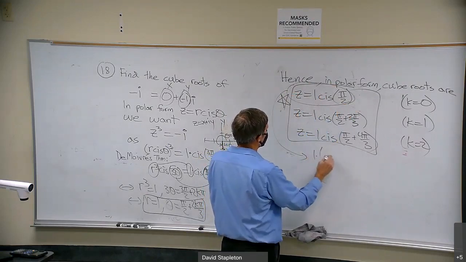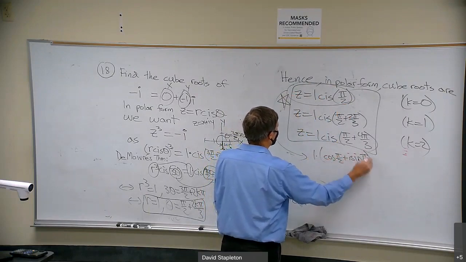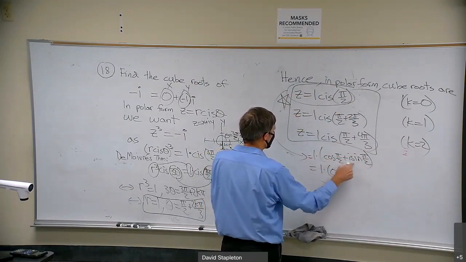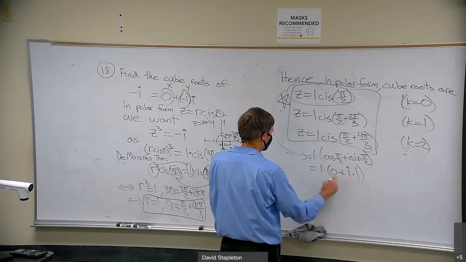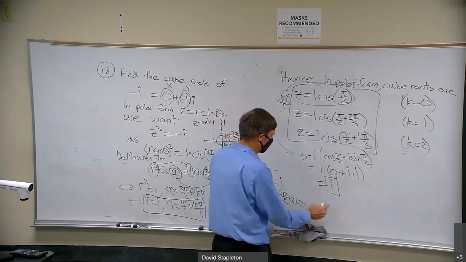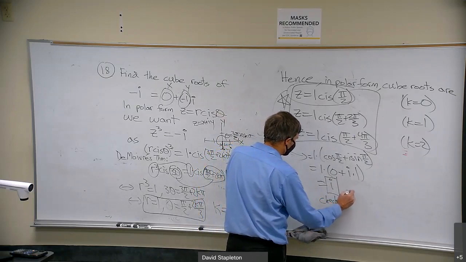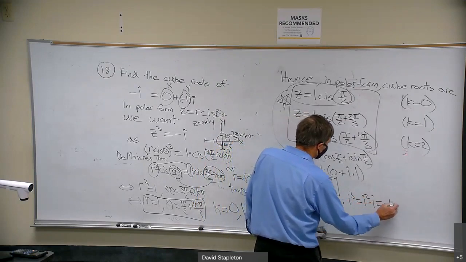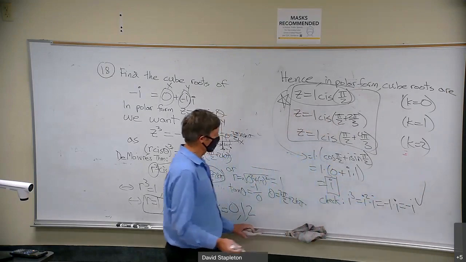Well, this means 1 times cosine pi over 2 plus i sine pi over 2, right? You just figure it out. Cosine pi over 2 is 0. Sine pi over 2 is 1. So it's 1 times 0 plus i, it's i. i is a cube root of minus i. How about that? You can see it if you multiply it. Check. i cubed is i squared times i, which is minus 1 times i, because i squared is minus 1, which is minus i. Sure enough, i is a cube root of minus i.